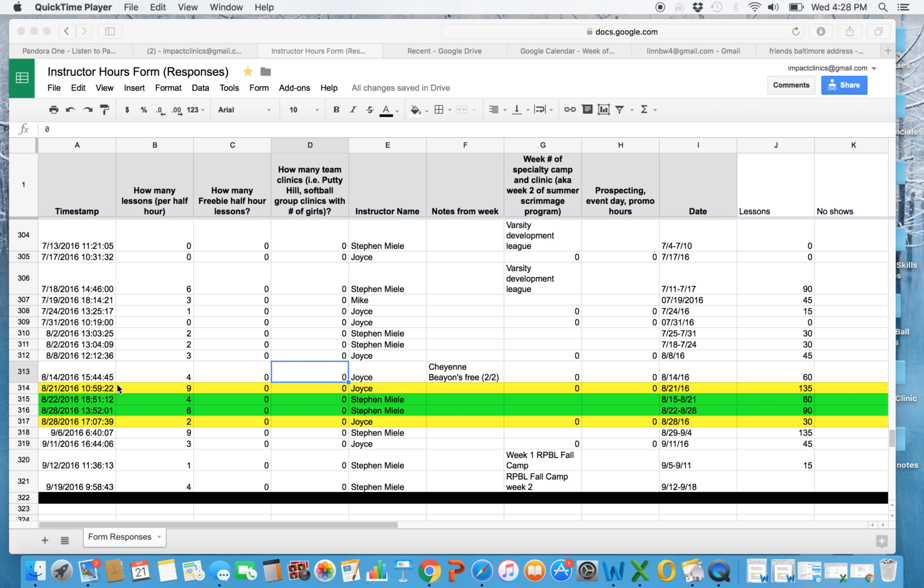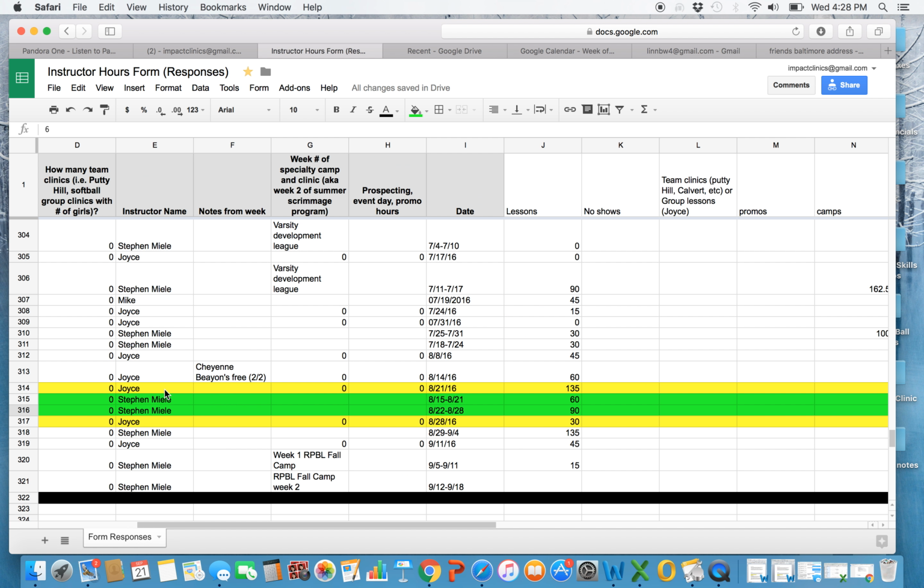So I went ahead and highlighted a couple instructors from the past just to show you how we do it. So Joyce and Steven, I went and highlighted them. You can see Joyce, week 1, she did 9 half hours, and week 2, she did 2 half hours. Steven did 4, and Steven did 6. So you can see when they log theirs.